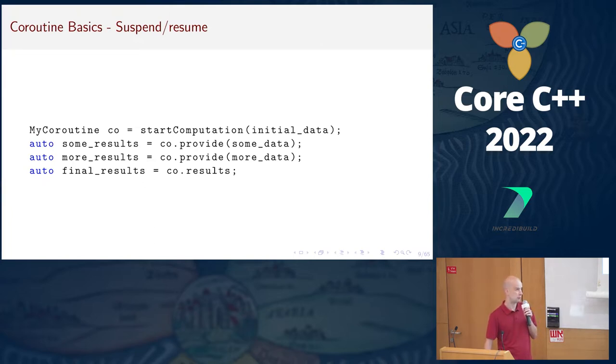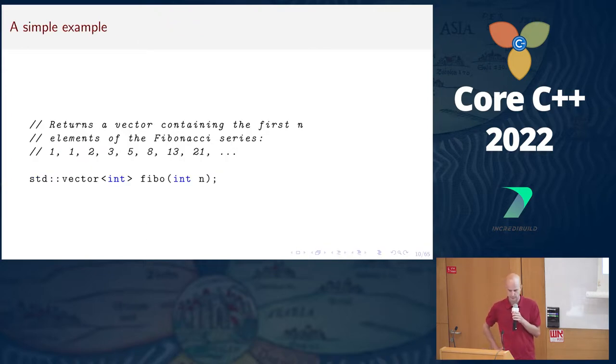So let's get a little bit more concrete and look at a really simple example. Let's say you want to write a function that computes the Fibonacci numbers for you. If you're just doing the simplest thing possible, you would probably write something like this, right? Just a function that writes the series into a vector and returns this.